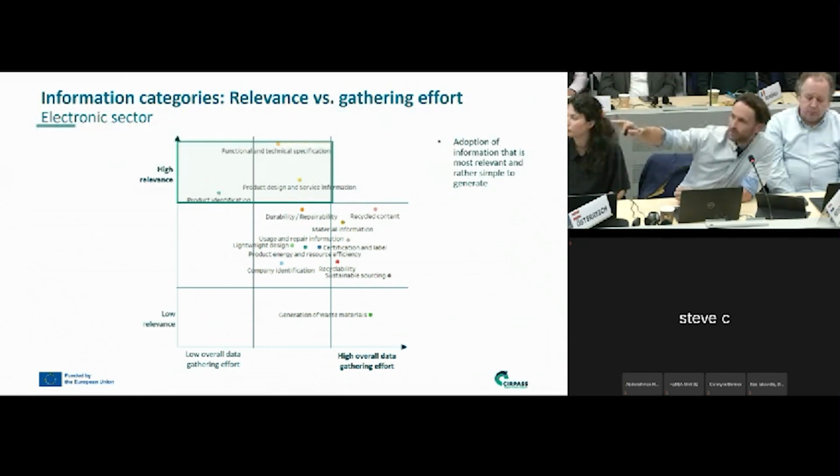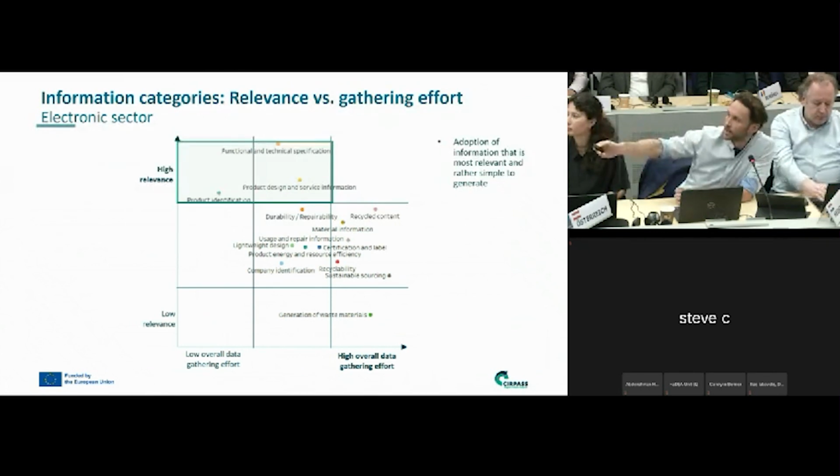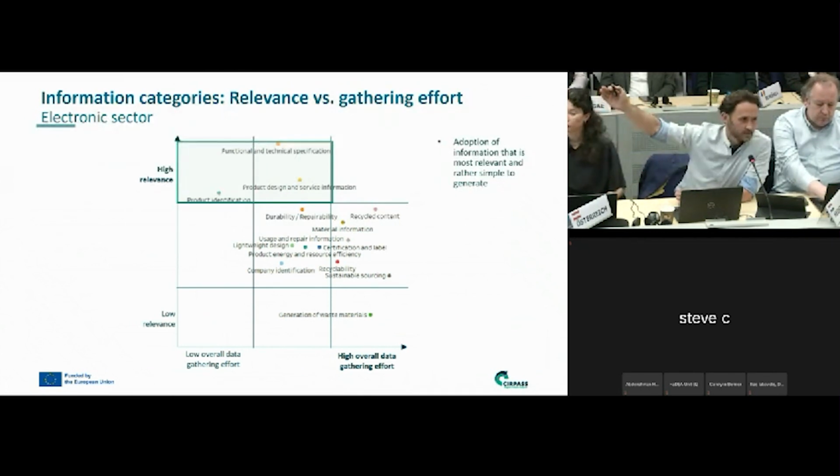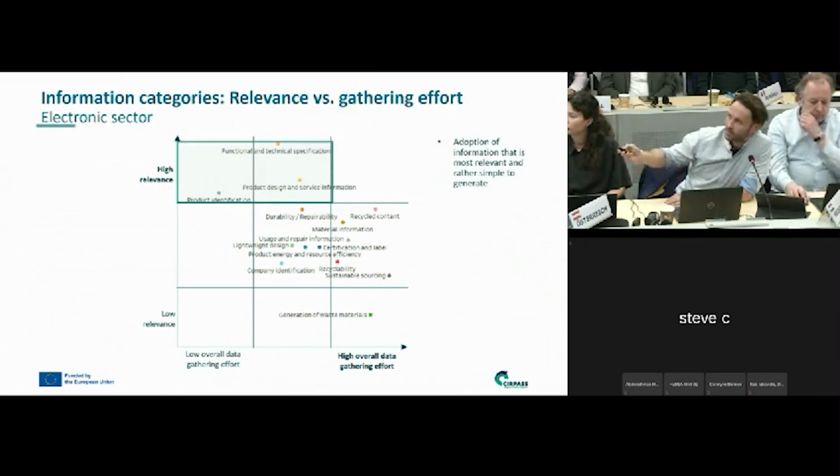And if you look, the product identification, yeah, it makes sense. It is quite necessary and demanded. Product design and service information and functional technical specification also don't require too much data generation effort because they are already somewhere mandatory or voluntarily generated. So here we would suggest the adoption of these information categories is quite doable and rather simple to generate.